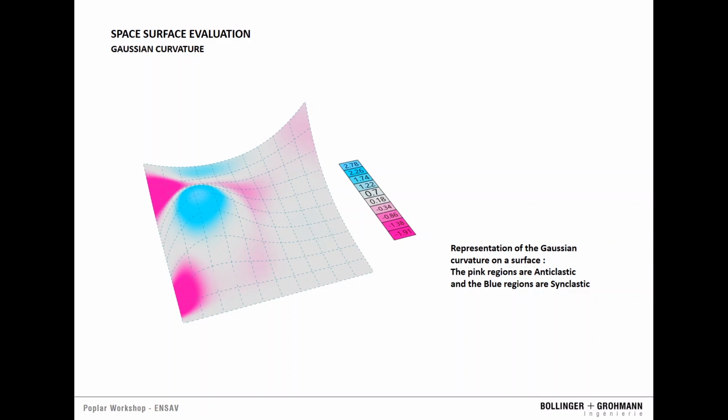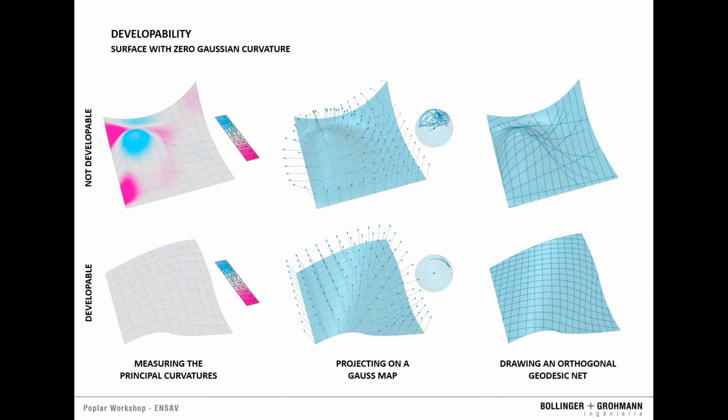And now we are more interested in the gray area, where it has no curvature, where the curvature is 0, because it is where the surface is developable. So for example, take the surface on top and the surface on the bottom. The surface on the bottom is now purely developable. You see that we can read that it is developable in different ways.